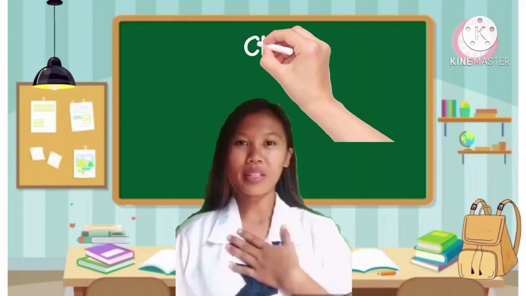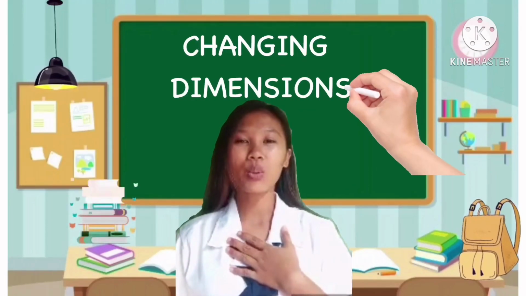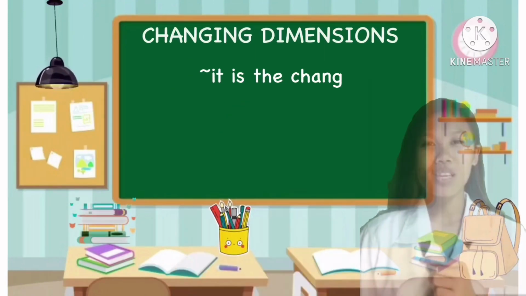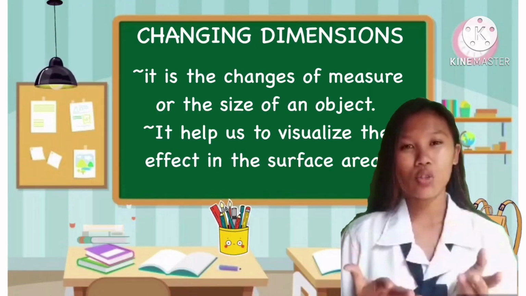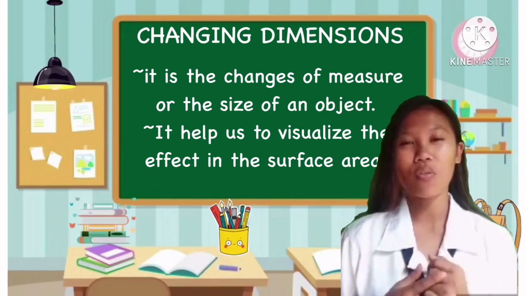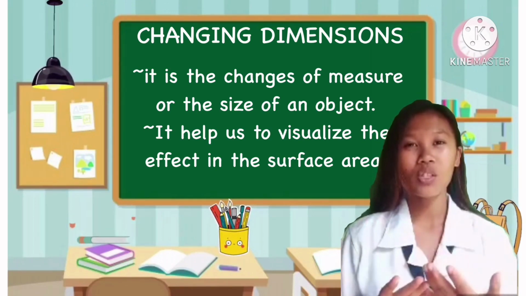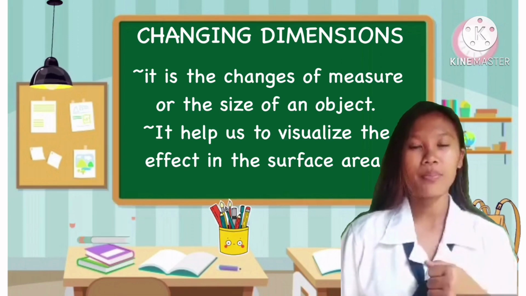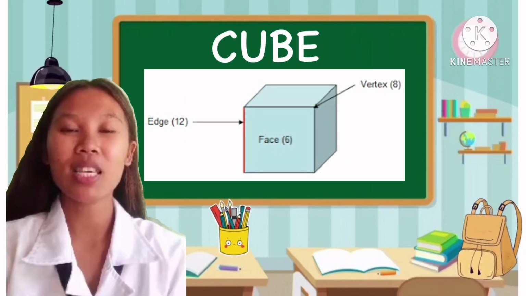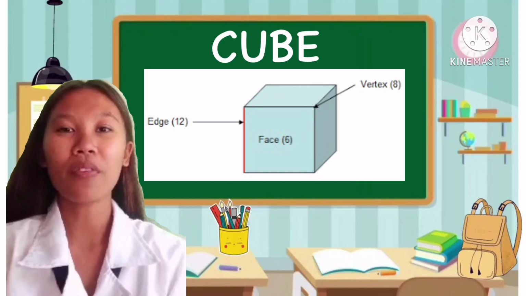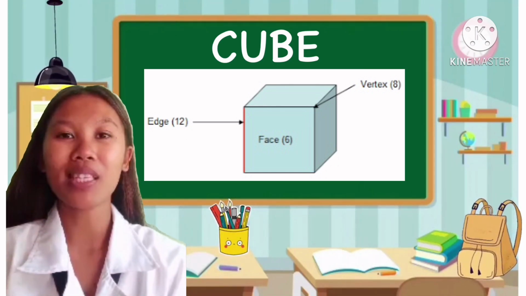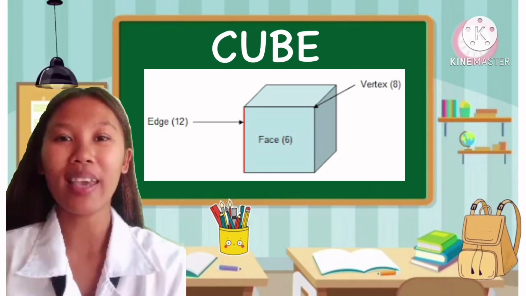Hi, I'm Nair Ortalaza and I am here to discuss the topic changing dimensions. When we say changing dimensions, it is the change of measure or the size of an object, and it helps us to visualize the effect on the surface area. A cube has 6 equal faces, and all the faces are square shaped. It has 8 vertices and 12 equal edges.